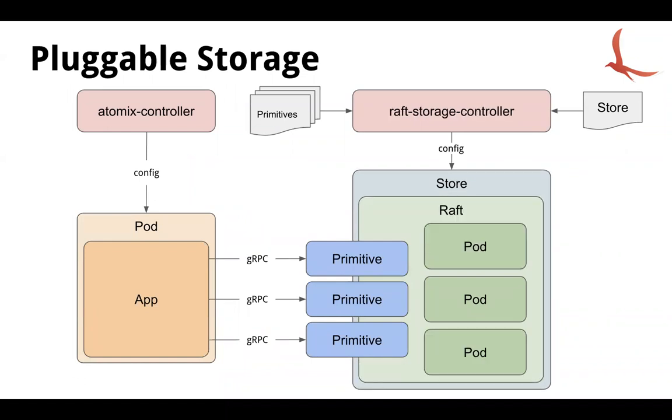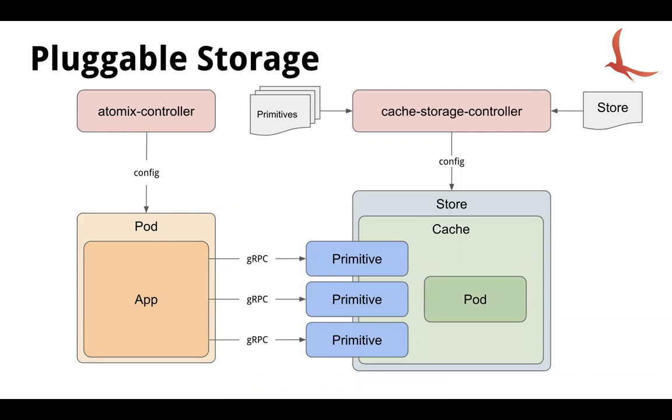So like I was saying, if you have a RAFT storage controller, you can run a RAFT cluster, or if you want some other type of storage, we also have another one called the cache storage controller, which is basically just there for testing. It implements a different type of storage so we can make sure it really does work with multiple types of stores. So if you requested a cache store, it would use the cache storage controller.